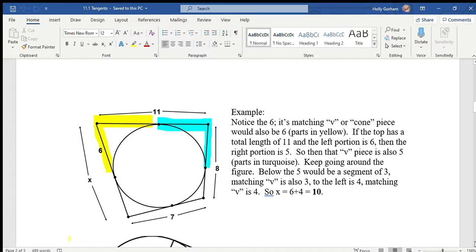Now if the whole top is 11, then that means the turquoise part to the right would have to be 5. So its V, both of those parts also have to be 5. So then on the right, if the whole length is 8 and the top is 5, the bottom is 3, which means its V segment is also 3 on the bottom. So then to the left would be 4, making its matching piece also 4. So now this segment right here is 4. So 6 plus 4 gives you a whole length of 10.